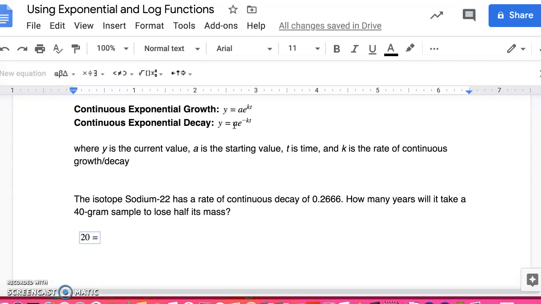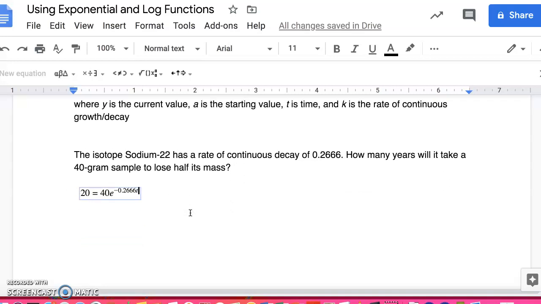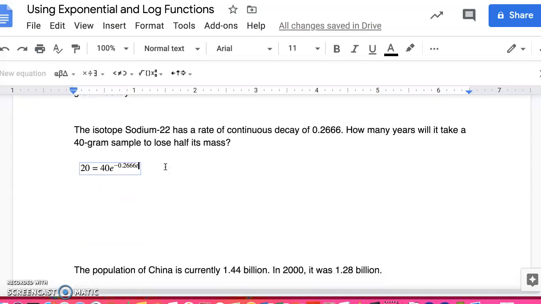Okay, in this decay equation, A is still the starting amount, just like any other exponential function. So we put 40 there, and then always e to the power of kt, or negative kt because it's decay. So negative 0.2666, that was our k value, that's our rate of decay, times t. And so it says how many years, so we're looking for t. In this case, our variable's in the exponent, and that's kind of why it comes after the logarithm section in this unit. And so now we have an equation to solve.